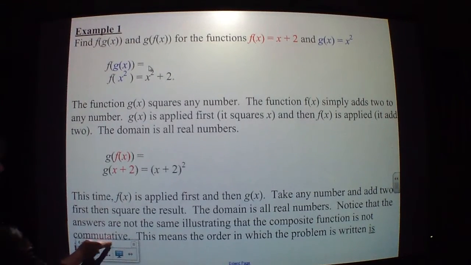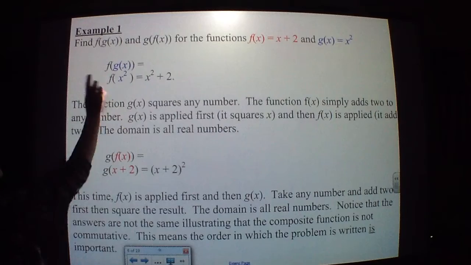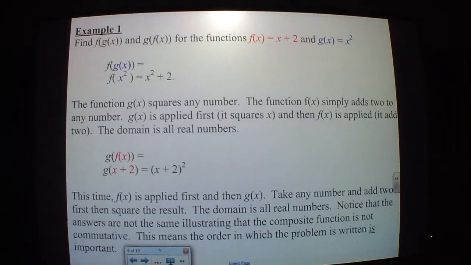So this time, I'm doing the f function first, which is adding 2. And then after I add 2, I'm doing the g function, which is squaring it. So I added 2 first, then I squared it. The domain here is still all real numbers. So notice I don't get the same thing necessarily. One is x squared plus 2, the other is x plus 2 quantity squared. Okay? So this composite function is not commutative. So order is important. Order is important.